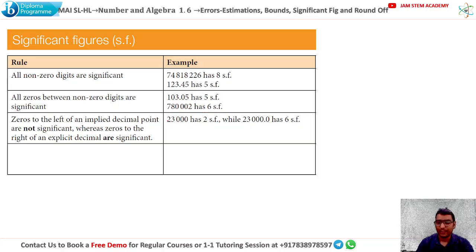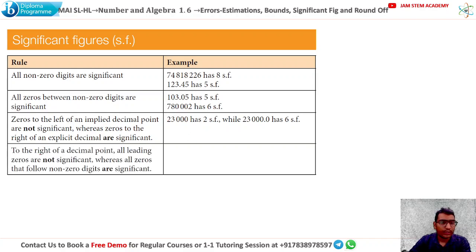Now, to the right of a decimal point, all leading zeros are not significant, whereas all zeros that follow non-zero digits are significant. For example, if we have 0.0043, how many significant figures do we have? Only two, because we have 0 point something, right? In contrast, if I have 2.0043, in this case we will have how many? Five. Five significant figures are there.